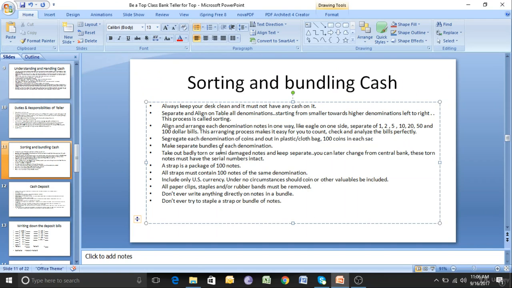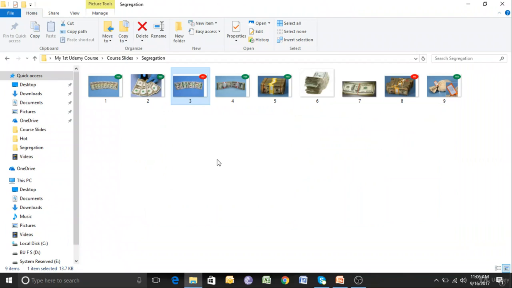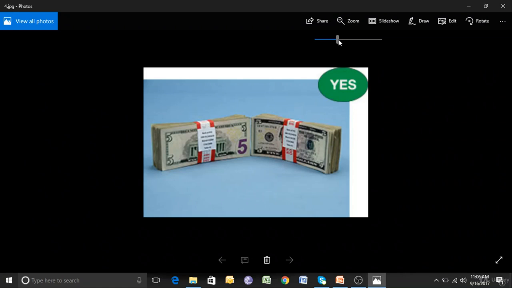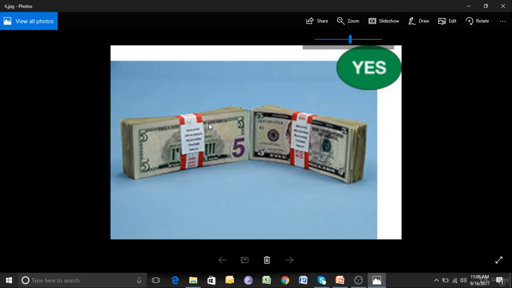When you segregate these, each and every denomination and every bill has to be 100 each. In one bundle you need to put 100 notes. I will show you the bundles here. See this one here. This is a strap or a bundle. This bundle contains 100 notes of $5.